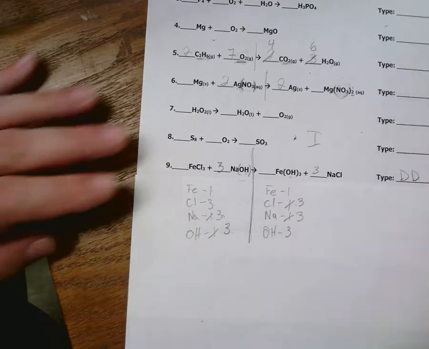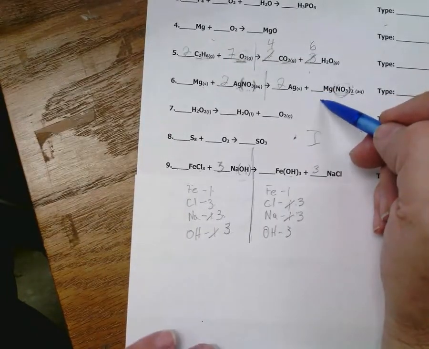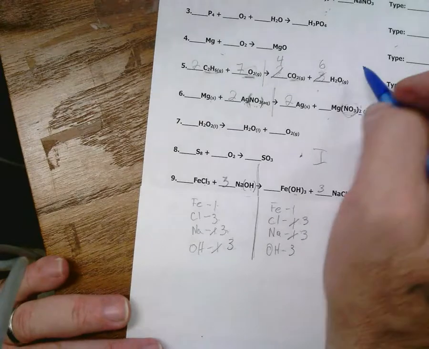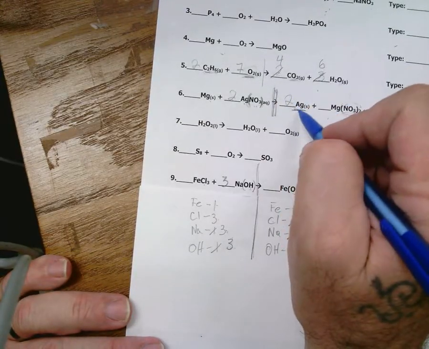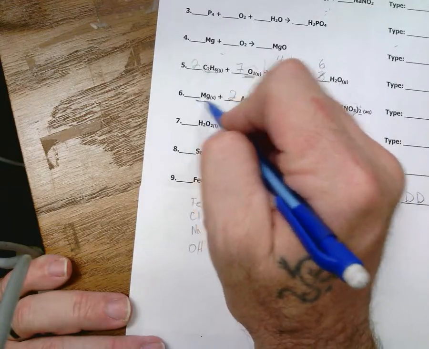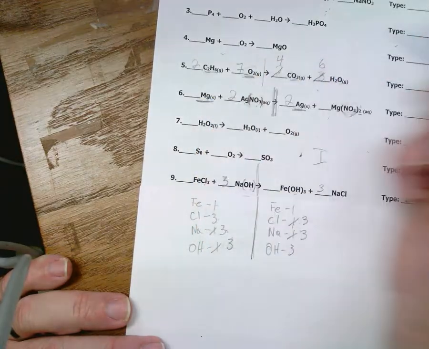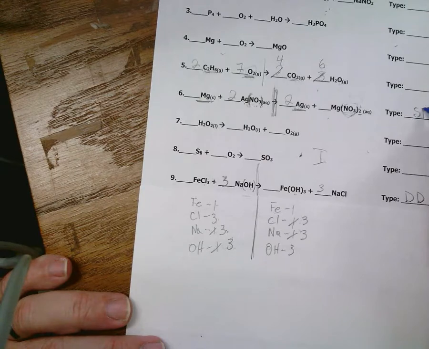Oh, this guy up here, that guy, single replacement. How do I know? I have a single element on this side of the arrow, and it is silver. I have a different single element on this side of the arrow, and it is magnesium. That is a single displacement.